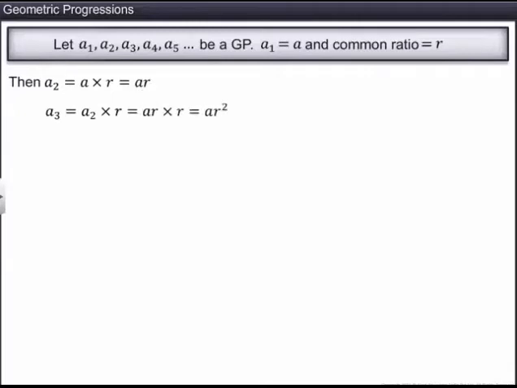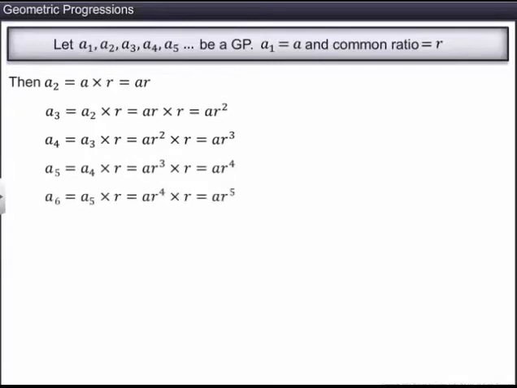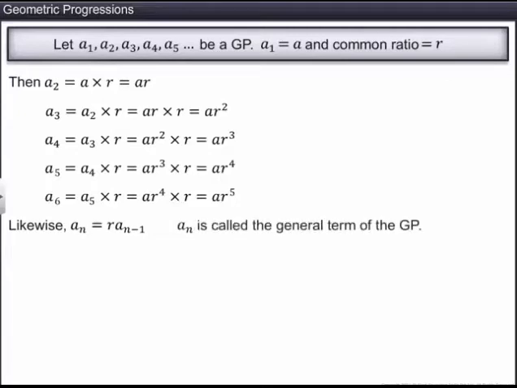Likewise, the nth term can be obtained by multiplying the common ratio r with the n minus 1th term. The nth term is also known as the general term of the GP and is denoted by a with subscript n. With the help of the general term or the nth term, we can find any required term in the sequence without actually finding the preceding terms. Thus, we have the general form of GP as shown.